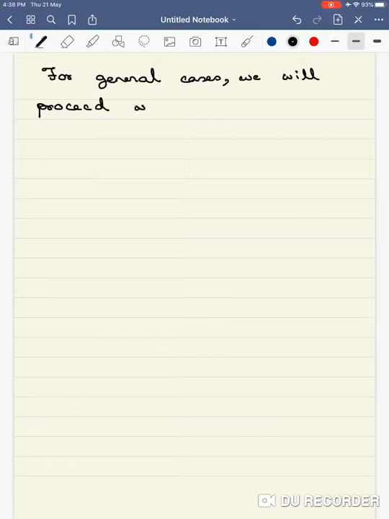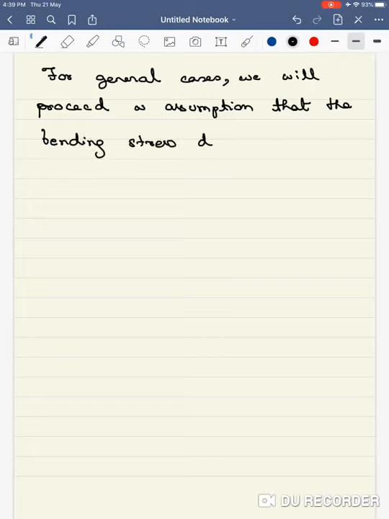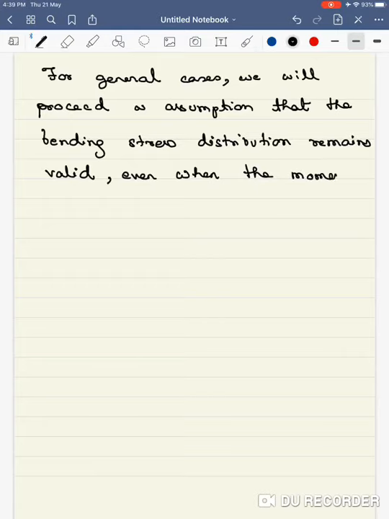with the assumption, this is W is width, okay, with the assumption that the beam bending stress distribution remains valid even when the moment varies along the beam, that is, a shear stress is present.